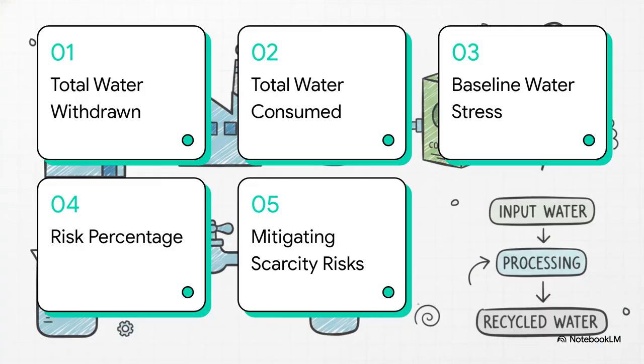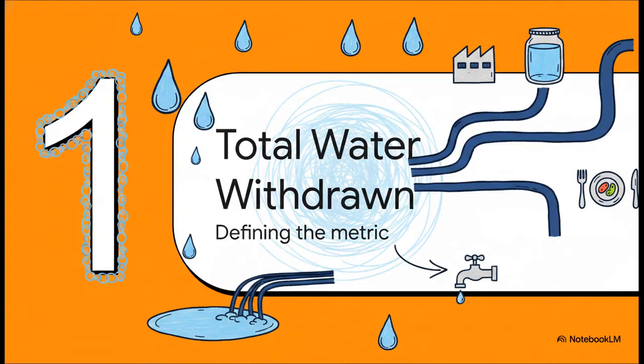To make sense of all this, we've put together our drop-by-drop playbook. We're going to break down this standard into 5 logical steps: defining total water withdrawn, calculating total water consumed, mapping baseline water stress, calculating the risk percentage, and finally, mitigating scarcity risks. Section 1. Defining total water withdrawn.